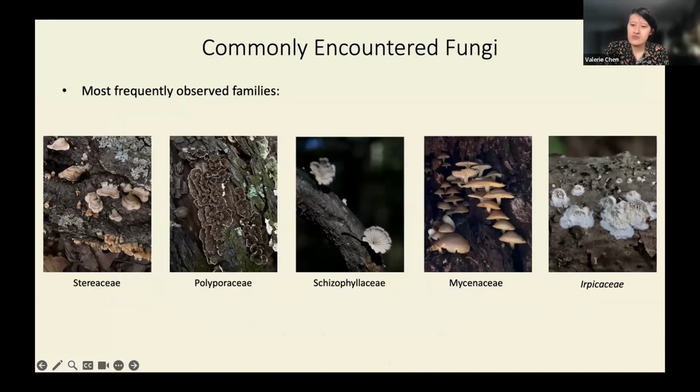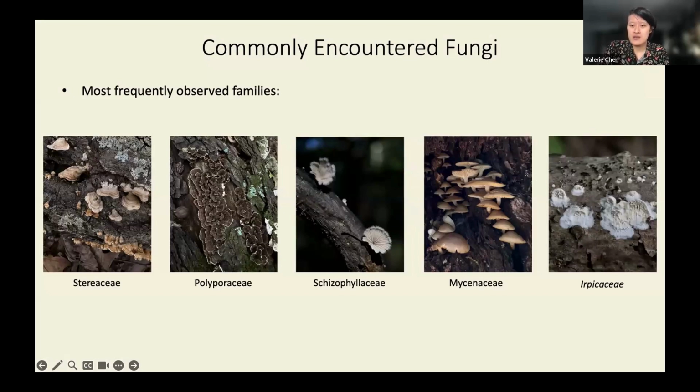Here we have the 5 most frequently observed fungi families from my survey. So from the left, Stereaceae contains the several species of Stereum I found. A lot of the Polyporaceae were Trametes species, including this turkey tail, Trametes versicolor. Schizophyllaceae is a very small group in general, but I had so much Schizophyllum commune in my survey that it was one of my most observed families anyways. It's also known as the split gill fungus, and one of my favorites to photograph.